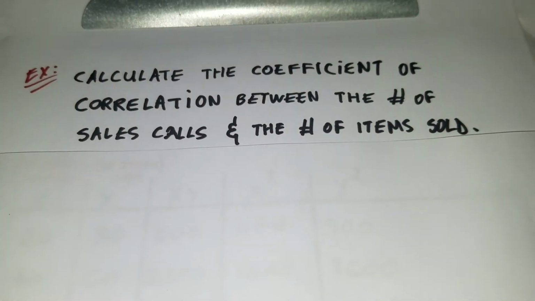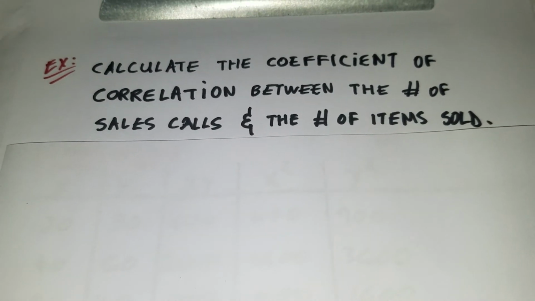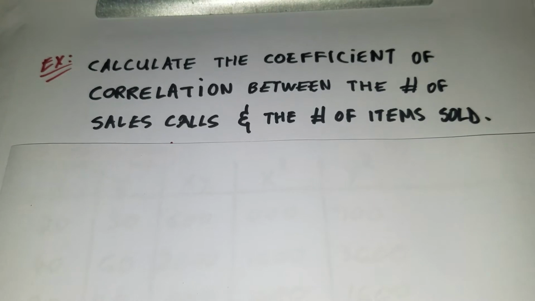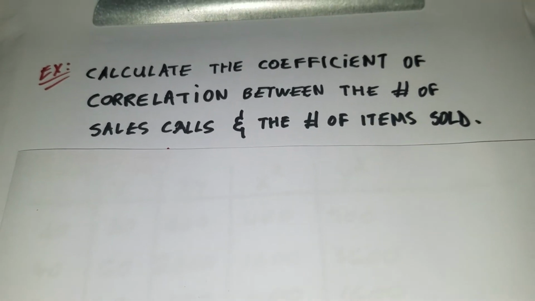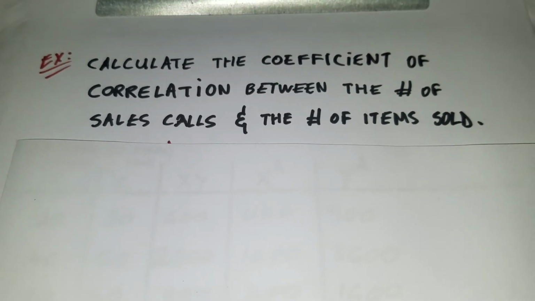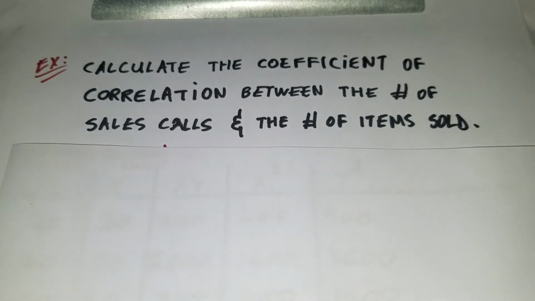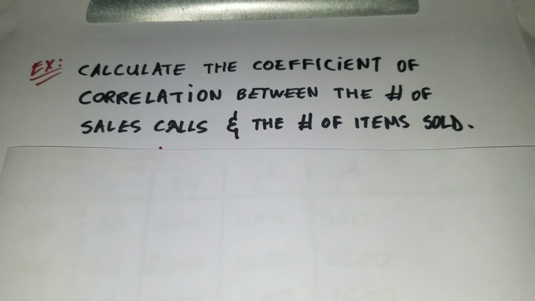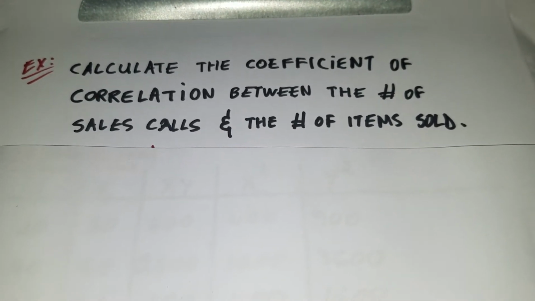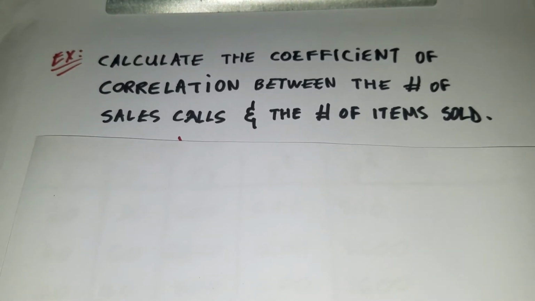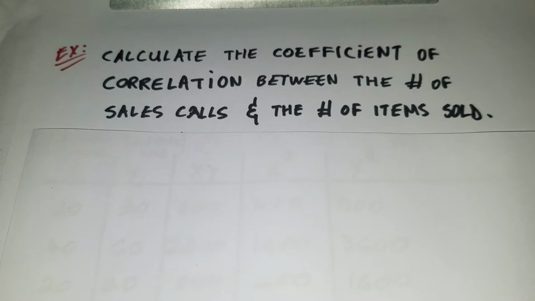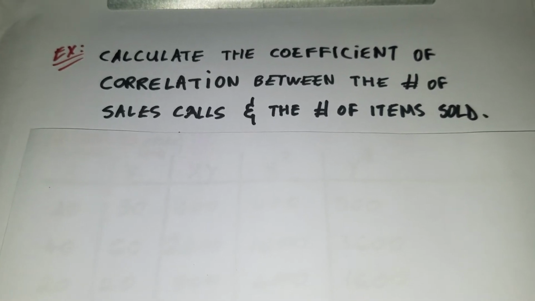As promised, in today's class, we'll be looking at an example of calculating the coefficient of correlation between two variables. Now, we're going to use the same example that we used for our scatter diagram video, which would be the number of sales calls each agent made versus the number of items that specific agent sold. I'll leave a description in this video for that example so you guys can look at the table and see what I was talking about.